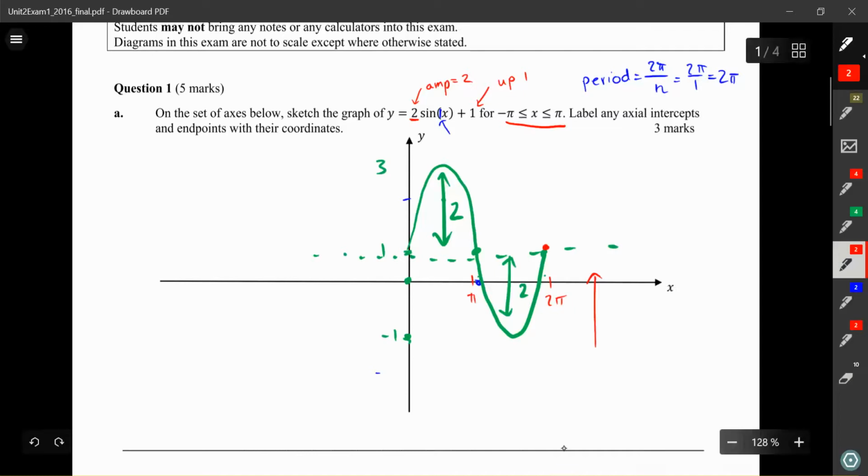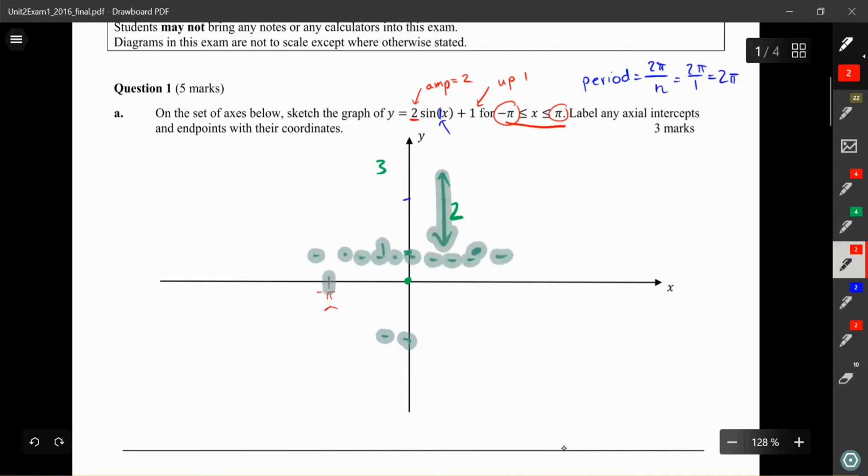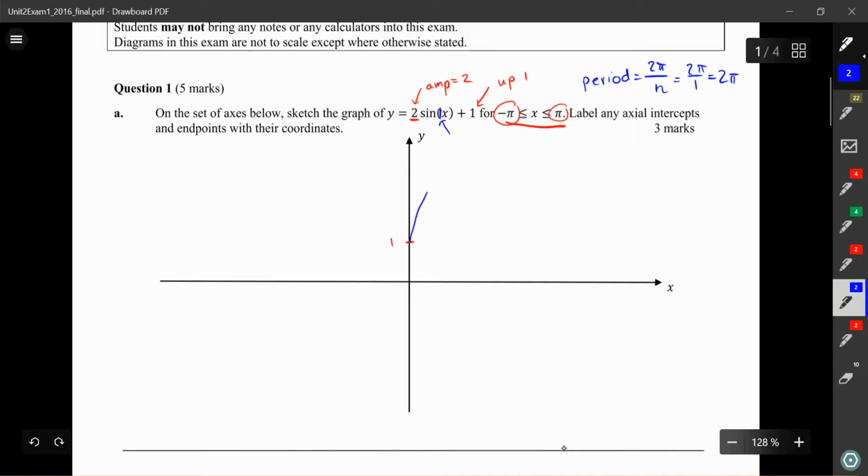But keep in mind there was a domain from negative pi to pi, so that means I would have to stop here and I have to go backwards up until negative pi. So if I were to draw it all in one go, this is how I would do it. Now that I've got a visual idea of what I need to do, I would have drawn that it is a normal sine graph. So here we go. It started at 1, goes up to a maximum of 3, comes back down to the center, and that was at pi. Remember that?